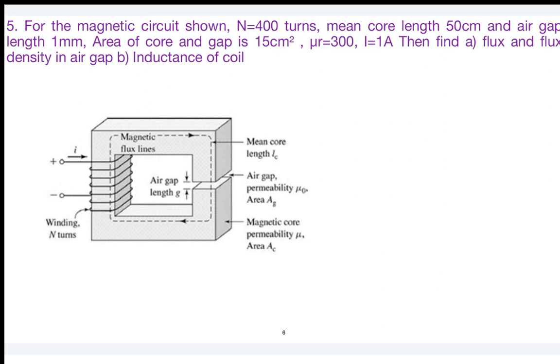For the magnetic circuit shown below, the number of windings is 400 and the mean core length is 50 centimeter and the air gap length is 1 mm. The area of the core and gap are both the same, 15 centimeters square. And mu r is equal to 300 for the magnetic core and current is 1 ampere. Then find the flux and flux density in the air gap and the inductance of the coil.